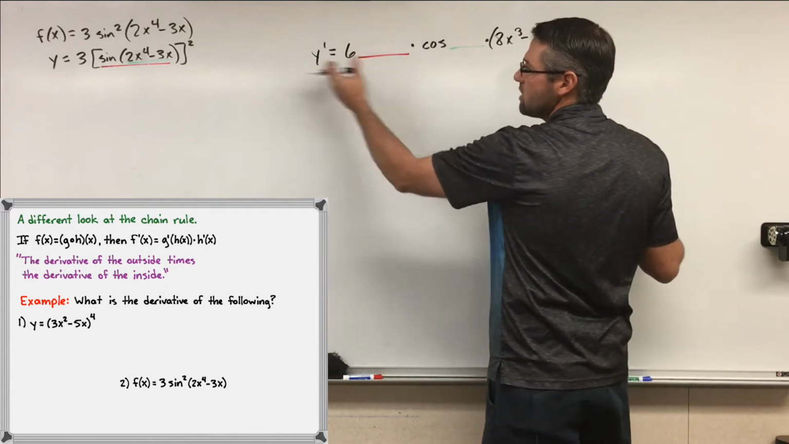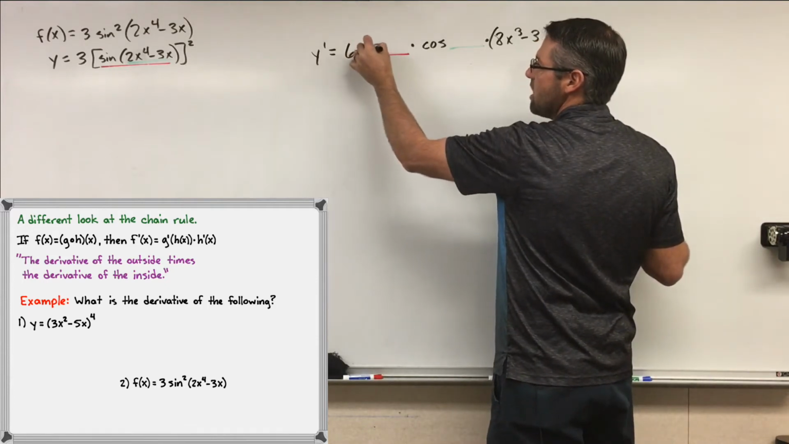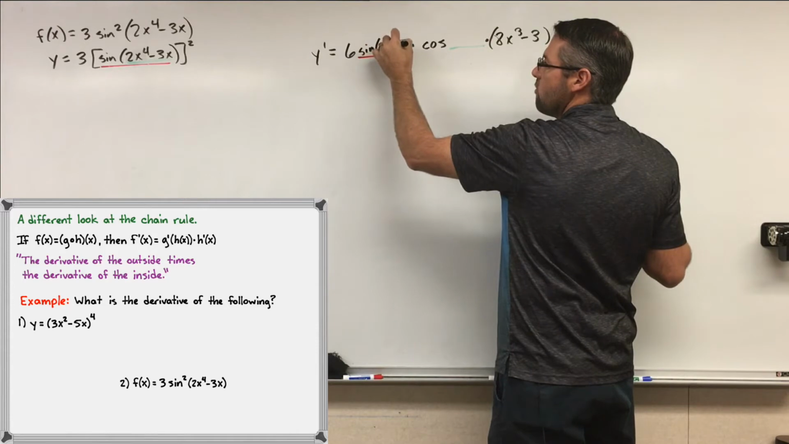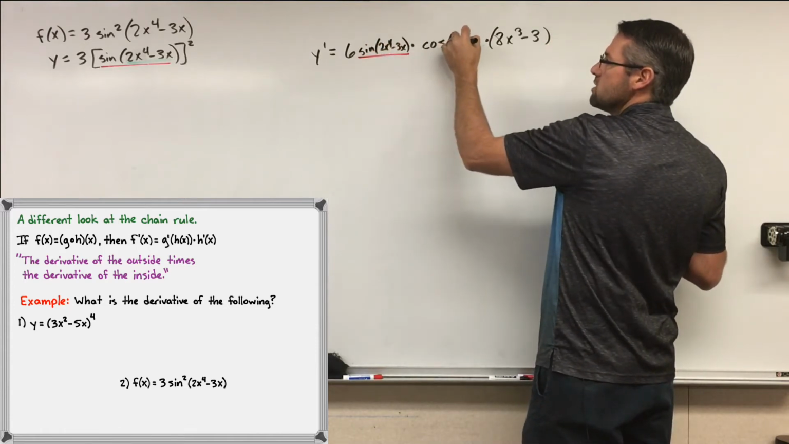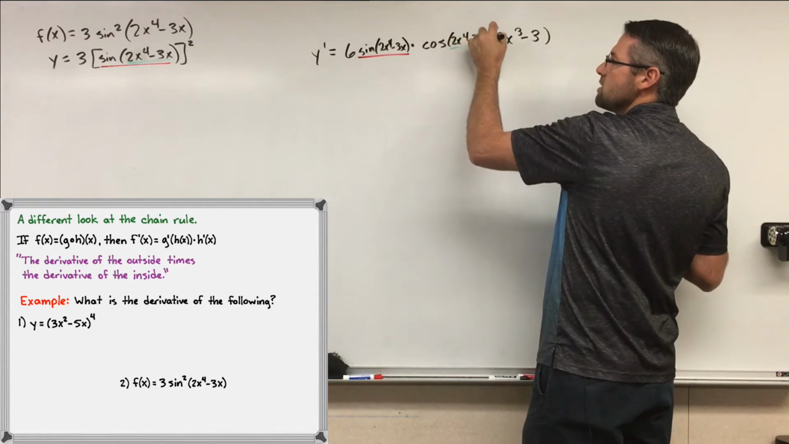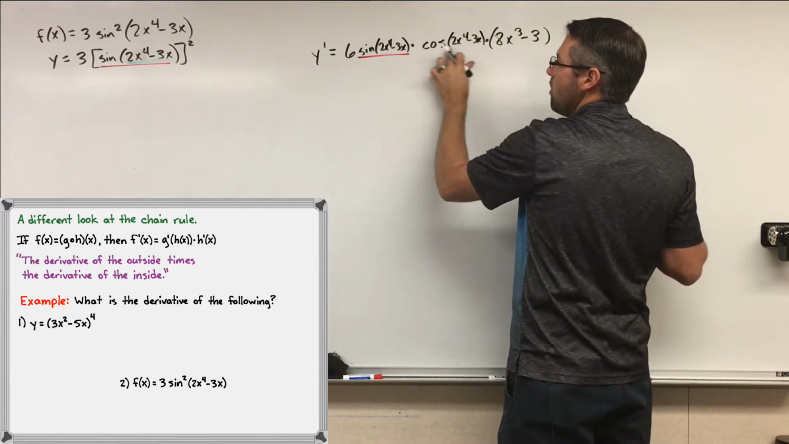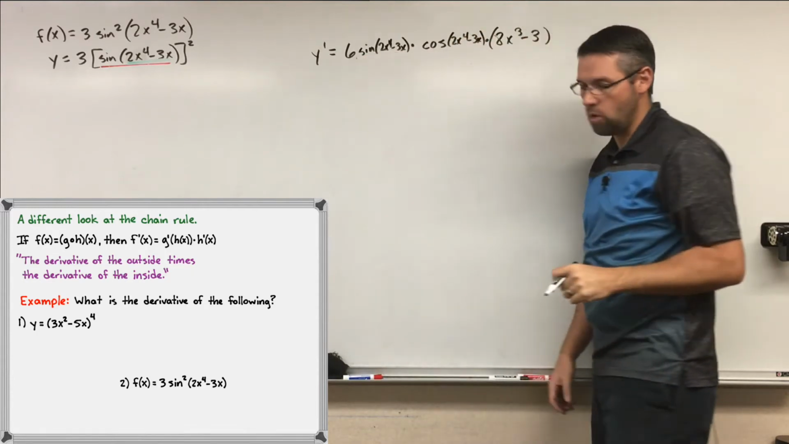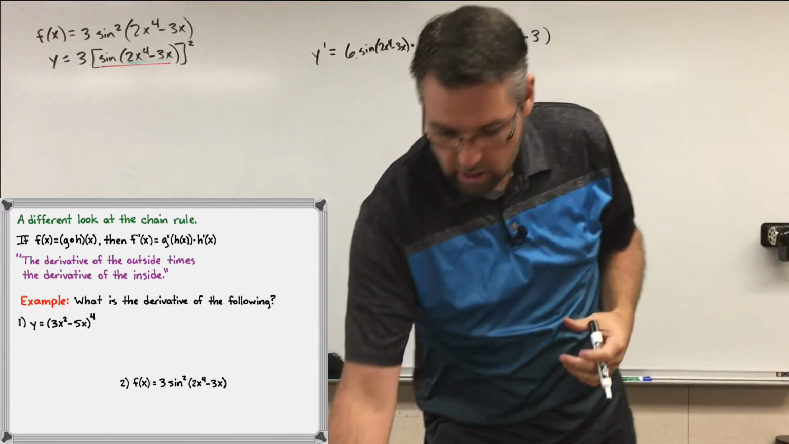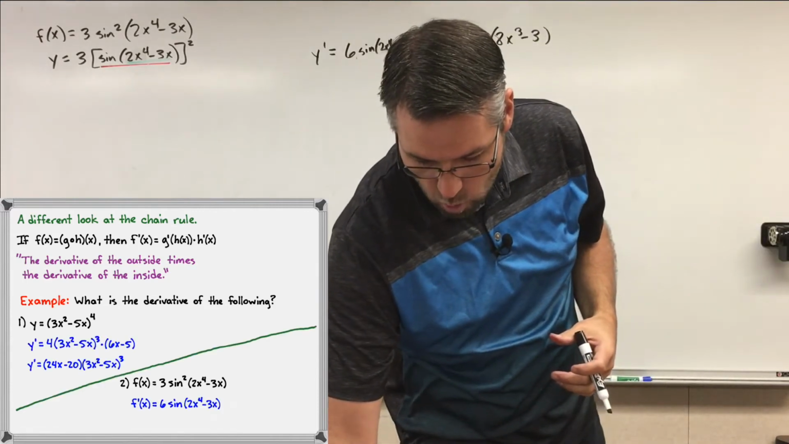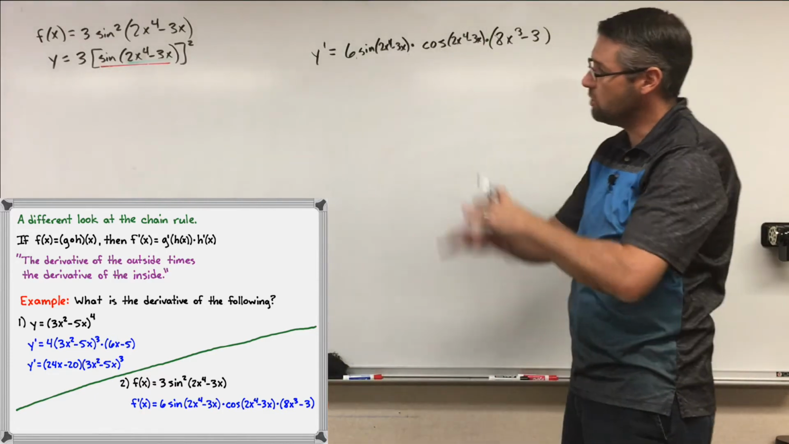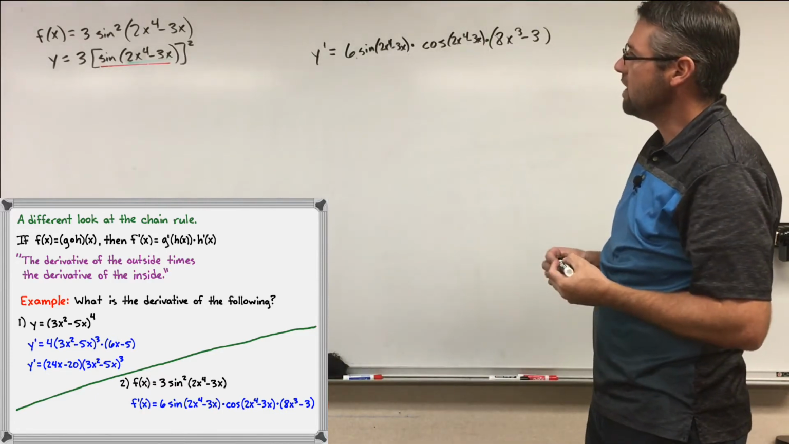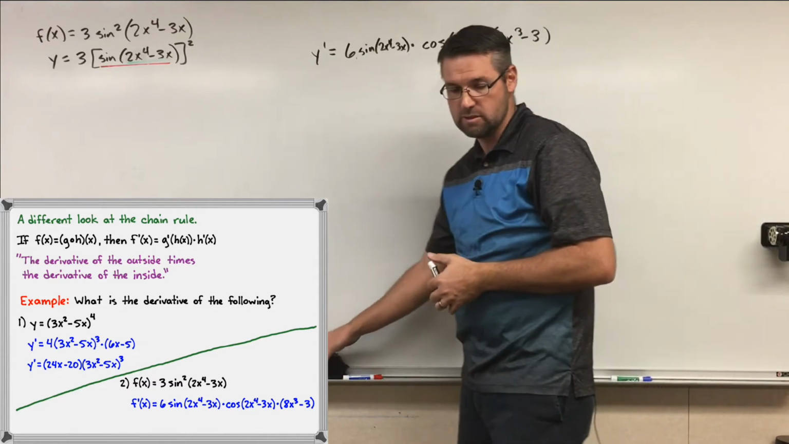And then where the red is, I can just replace it with all of that. So it'd be sine of 2x to the 4th minus 3x. And then replace the green with 2x to the 4th minus 3x. And that's exactly what we had before. Okay, so you can see that the work is way, way faster than doing all of that other work. But it's going to take some practice to do this, okay?